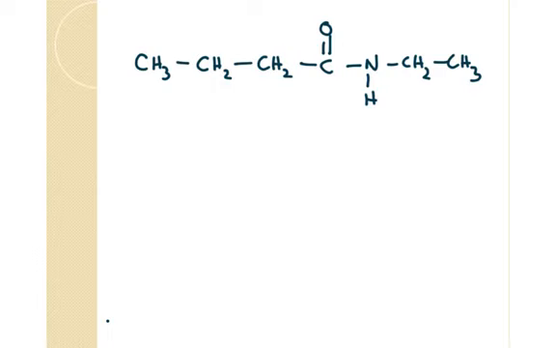Let's try another. So let's name this one. Again, we're going to start with that carbon chain. So there's the focal point there. And because there are 4 carbons, we would call this a, whoops, I'm going to need more space. Move over. Butane. Now I'm going to get rid of the E, and I'm going to put amide on.